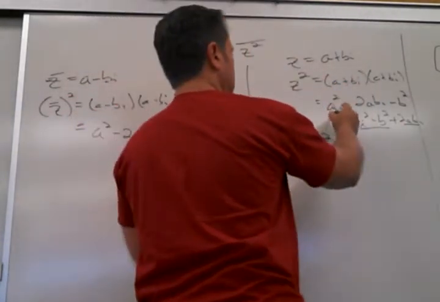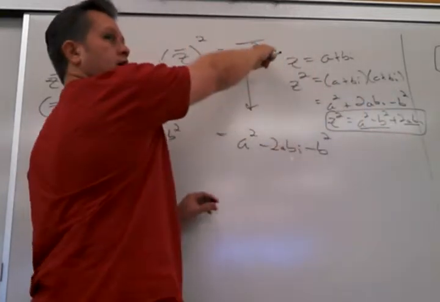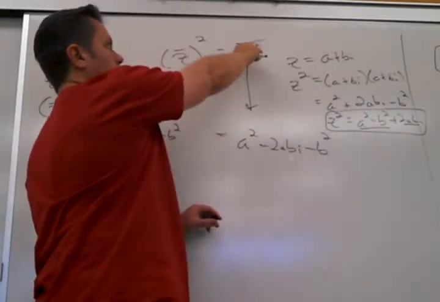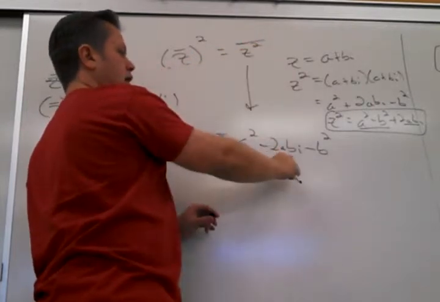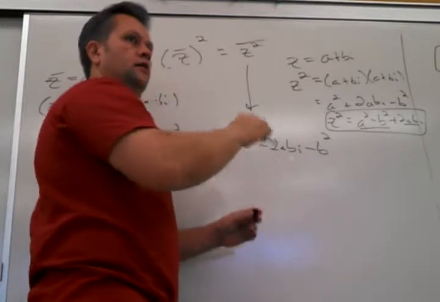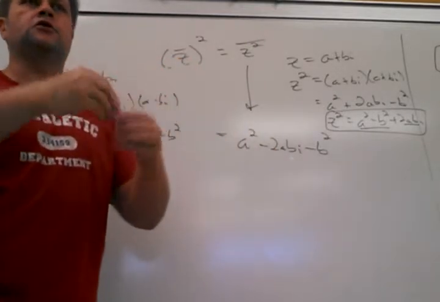Because this is z squared, right? That's z squared. Now what does this side say? Conjugate of z squared. So the conjugate of z squared would have the complex part with a different sign. So one level of this is now understood, hopefully.